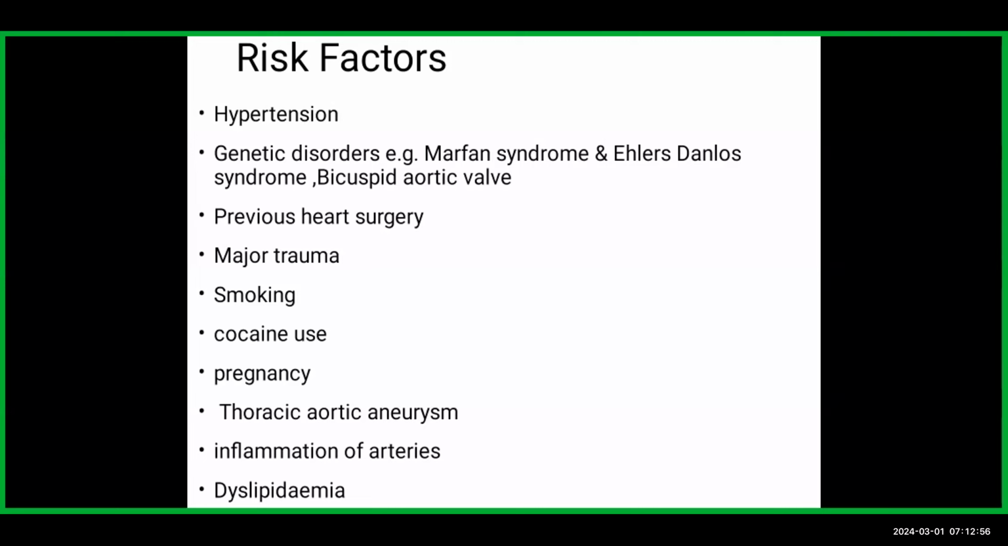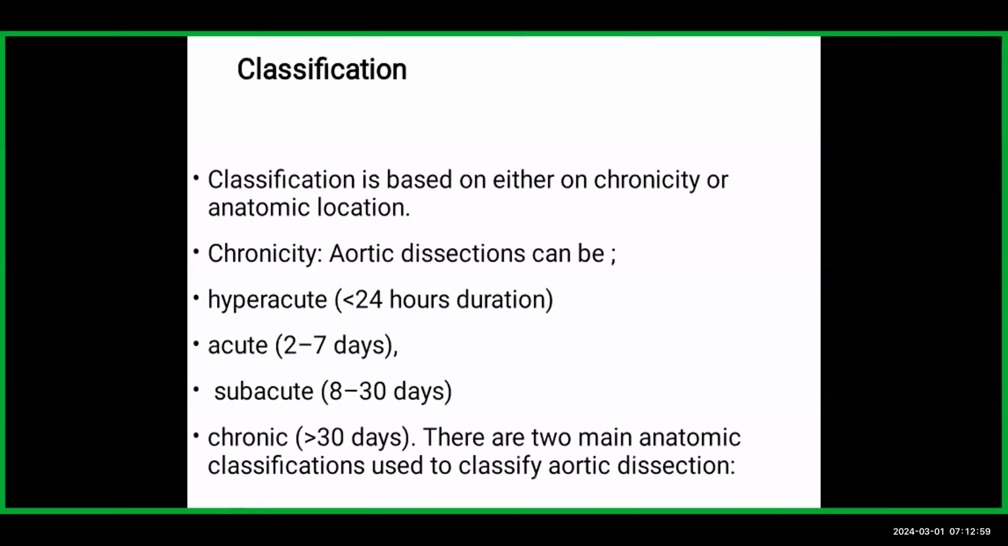Next slide, please. Thank you. On the classification, aortic dissection is classified based on the anatomic location, which is more commonly used by the cardiologist, and it can also be classified based on chronicity, whether it's acute or chronic. If it's occurring within 24 hours, it's classified as hyperacute. When it's less than 1 week, it's described as acute. When it's within a week to 4 weeks, it's said to be subacute. When it's more than a month, it's described as a chronic aortic dissection.